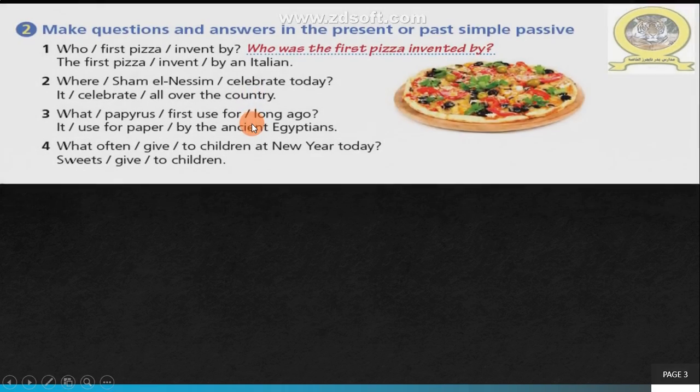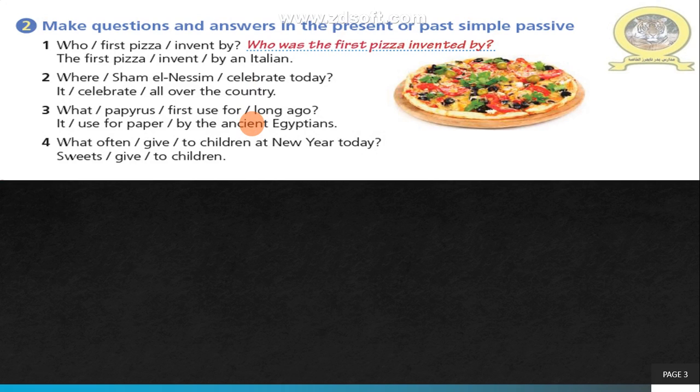And now let's have some exercises on this structure. Make questions and answers in the present or past simple passive. Number 1, I have a sentence and I want to make a present or past simple passive question and answer. "Who first pizza invent pie?" The question will be, who was the first pizza invented by? What about the answer? "The first pizza invented by an Italian."